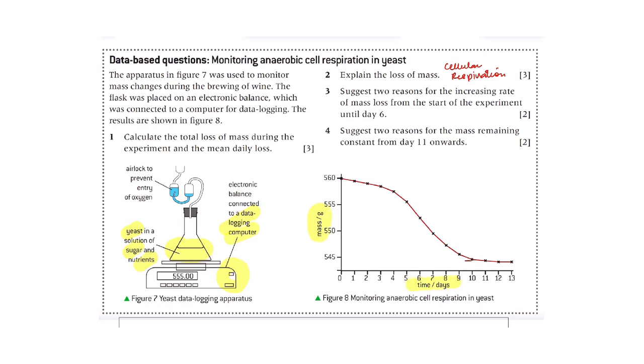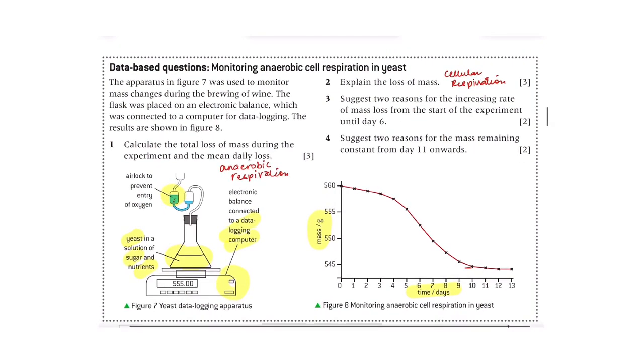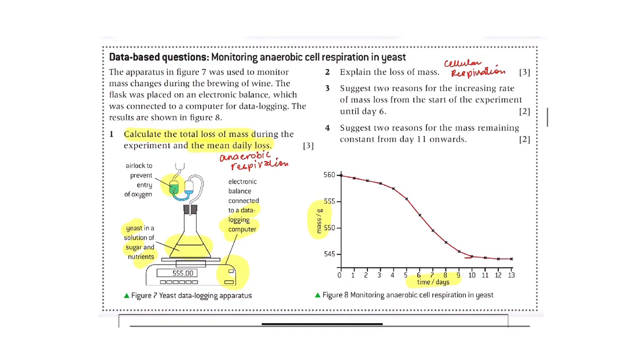Here, to prevent entry of oxygen, an airlock is used. So it is preventing the entry of oxygen, which means anaerobic respiration is happening. First question is calculate the total loss of mass during the experiment and the mean daily mass. So there are two parts of this question.